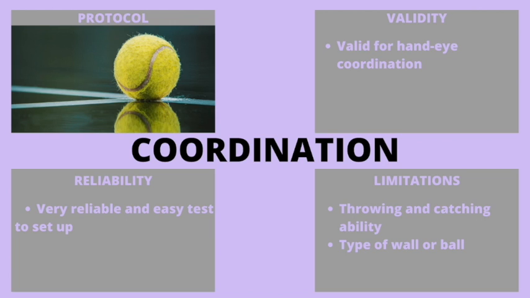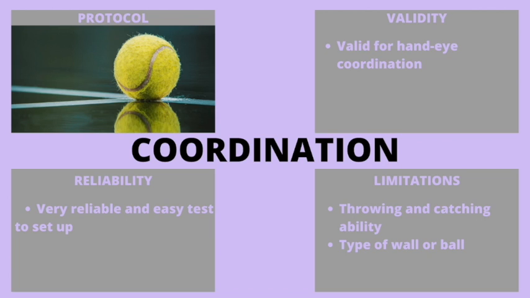A wall toss test, again, very easy to set up, very reliable. Stand 1.5 meters away from the wall. From one hand to the other hand, you're throwing the ball against the wall, catching it with one hand and keeping it going as long as you can for 30 seconds. And then there's a penalty if the ball drops.